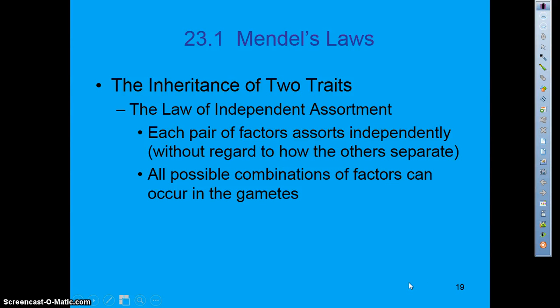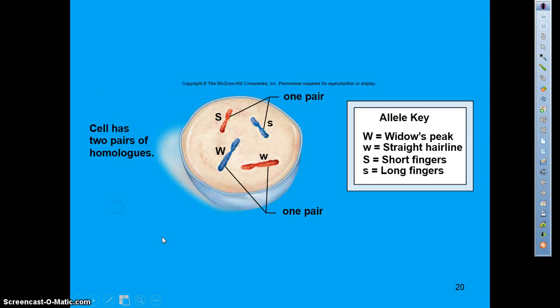So the crosses we've looked at before have been monohybrid crosses because they only involve one trait. We're going to look at a two-trait inherited pattern. This is due to the law of independent assortment. Each pair of factors assorts independently without regard to how the others separate, which is what that means, and all possible combinations of factors can occur in the gametes.